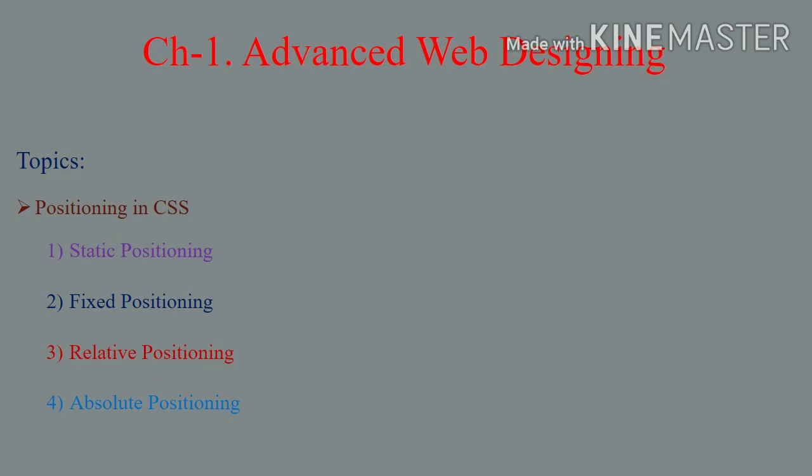Hello student, in the last lecture we learned ID selector, class selector for specific HTML element, universal selector and group selector. Today we are going to learn positioning in cascading style sheet. The positioning in cascading style sheet is divided into four types: static positioning, fixed positioning, relative positioning and absolute positioning.